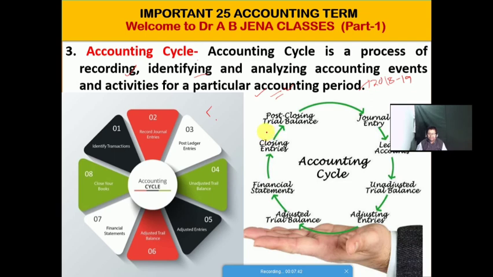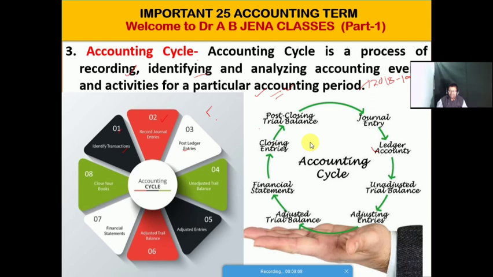I have collected these two images from the internet, and it's very interesting. The first one is step 1, that is, identify the business transaction. Then there will be the recording of the transaction, in the journal.